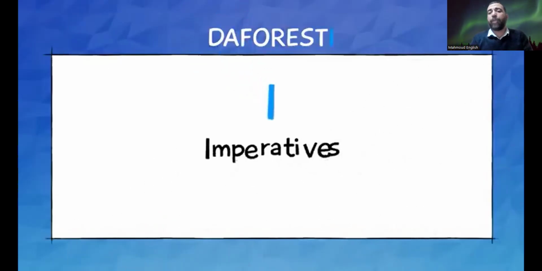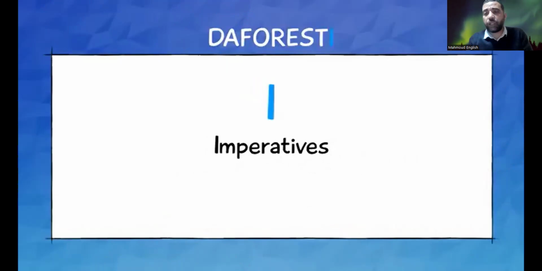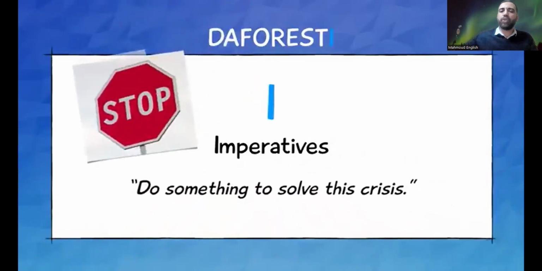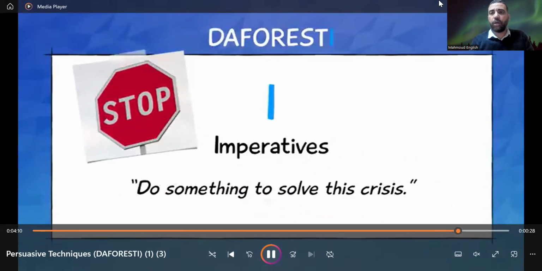And the last one is imperative. What's imperative? Call to action. Why do I write such kind of text? To tell him to do something. For example, I say do something to solve this crisis, or stop smoking for now, or don't waste your time, and so on. Okay.